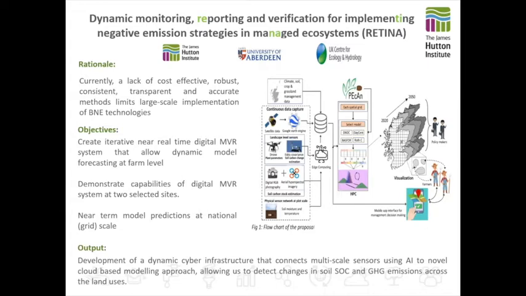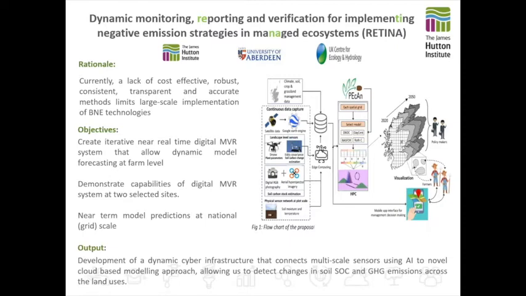We are deploying sensors at three different scales. One is at the farm scale, where we are deploying soil moisture, temperature, and other sensors, and these will communicate with the data center.